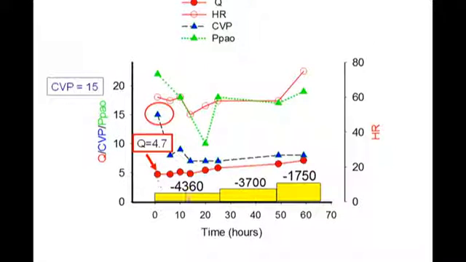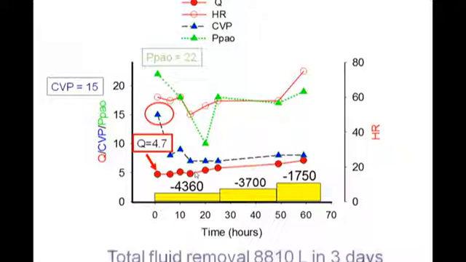She puts out over 4 liters that first day. What happens? Her pulmonary artery occlusion pressure falls, her CVP falls. 8.8 liters in 3 days, just with diuretics, not mechanical methods, and her cardiac output actually rises to 7.1. You make it more efficient simply by diuresing her.